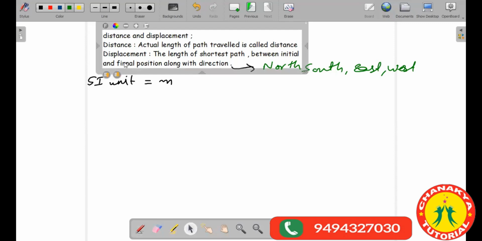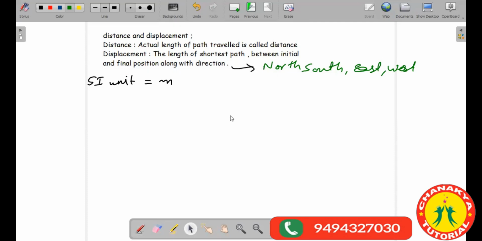And this is not only for distance and displacement, but any vector quantity. If its magnitude is 0, it can take up any arbitrary direction. Direction specification is not important. Okay, sir.